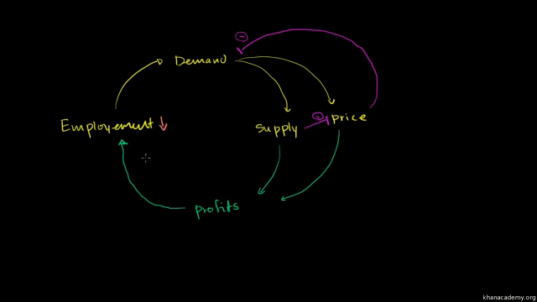So let's say employment is really low. That's going to make demand really low. And if demand is really low, then supply is going to go down and price is going to go down. And then that's going to make profits go down, and that's going to make employment even lower. And so we find ourselves in this kind of recessionary or depressionary environment. This would be called a deflationary spiral. And it's a spiral because a bad economy is driving lower prices, which is in turn driving a bad economy.